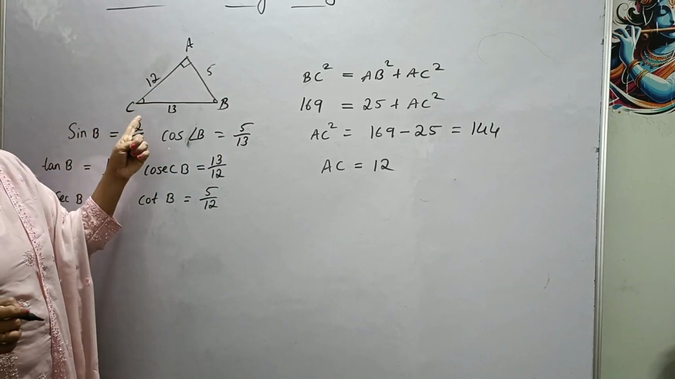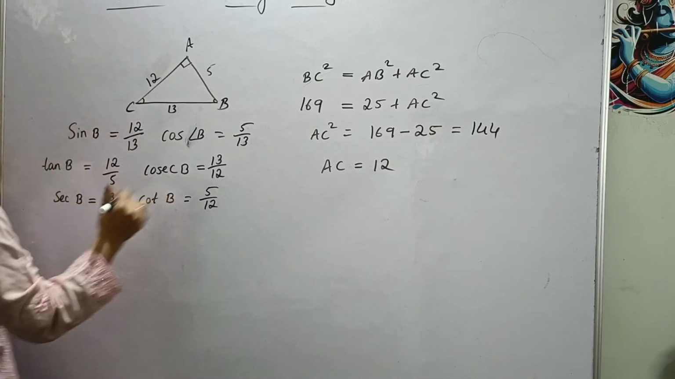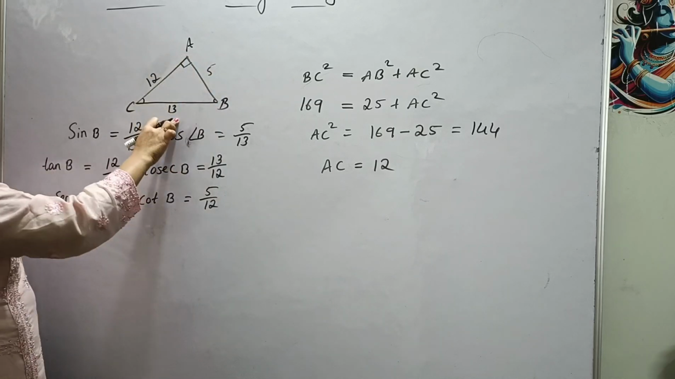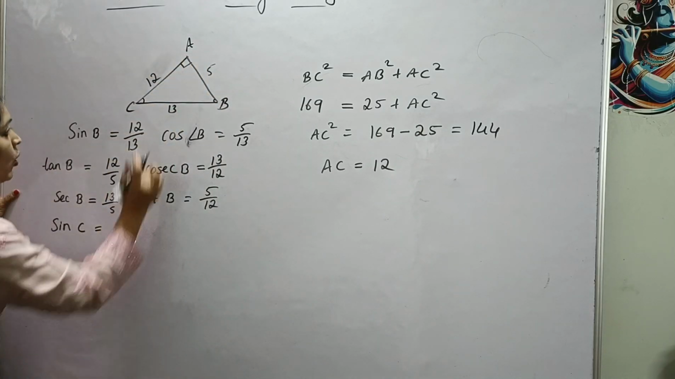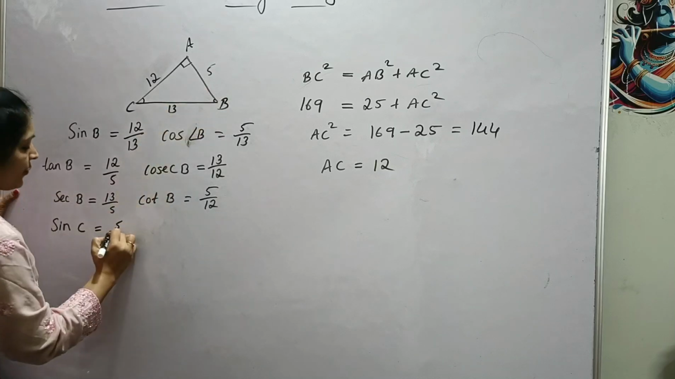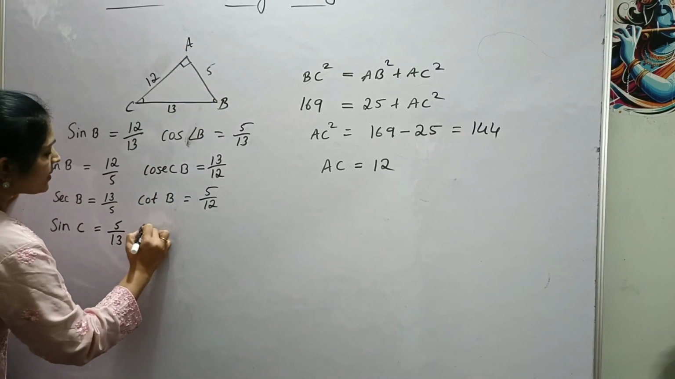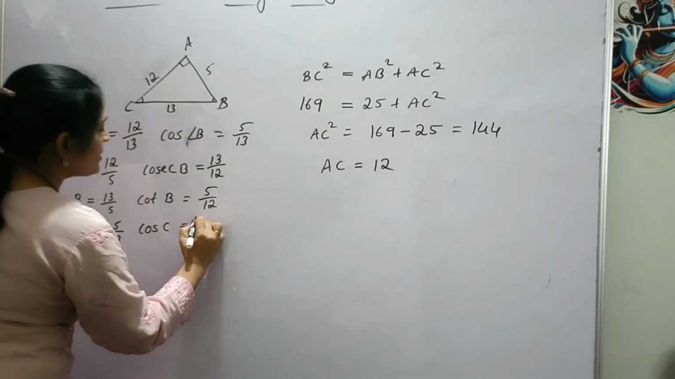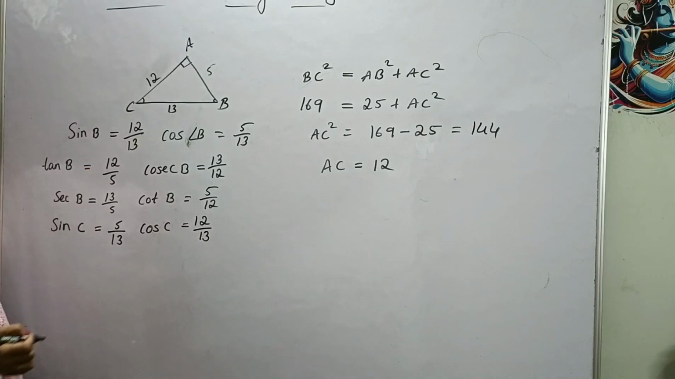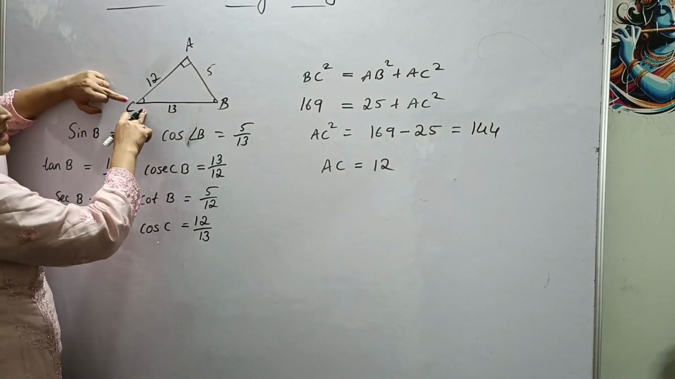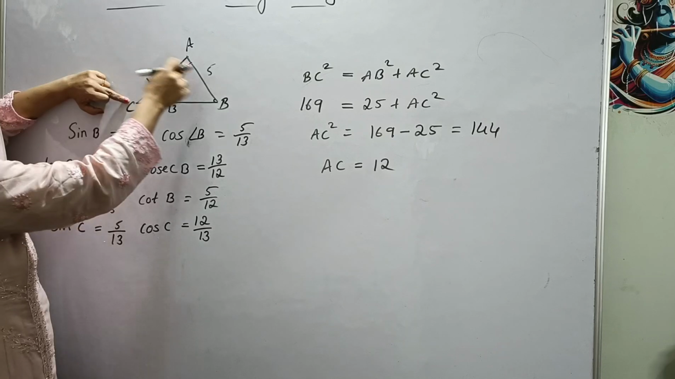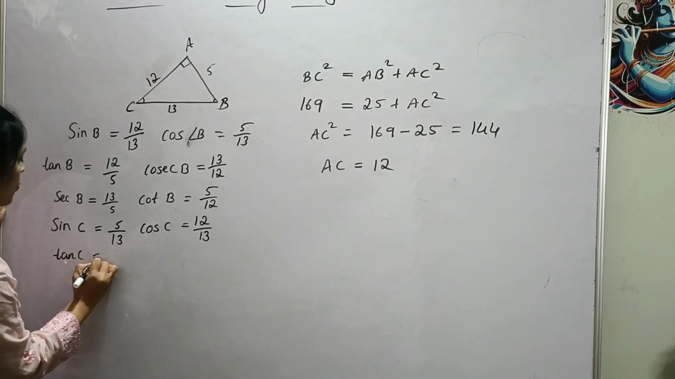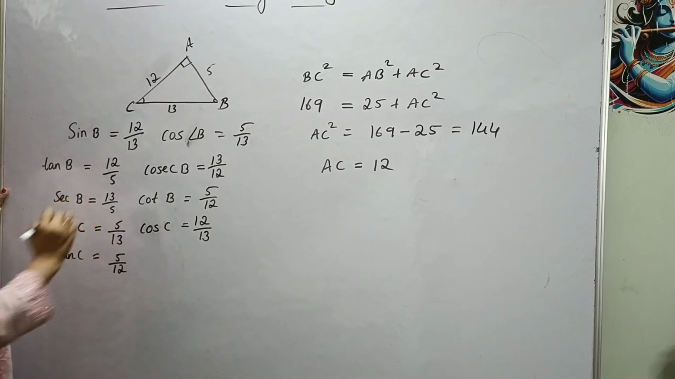After that, let's consider angle C. Let's find sine C, cos C. Sine C is opposite divided by hypotenuse, that is 5 by 30. Here the opposite is AB. Cos C is equal to adjacent divided by hypotenuse, that is 12 by 30. Next, tan C is opposite divided by adjacent. Tan C is equal to 5 divided by 12.